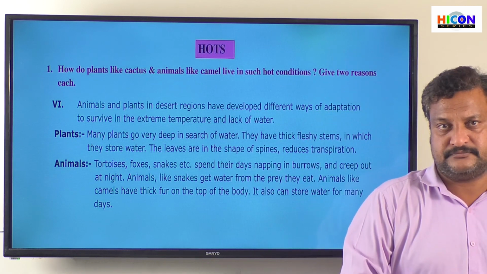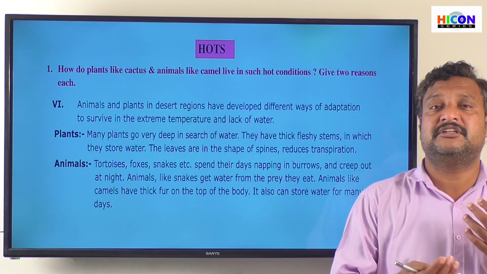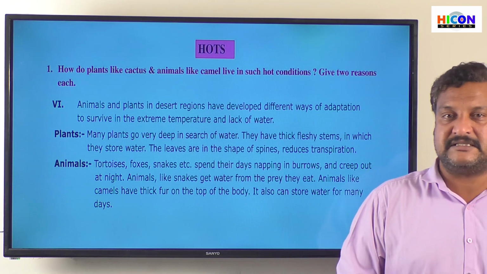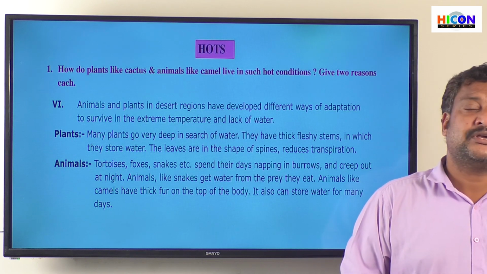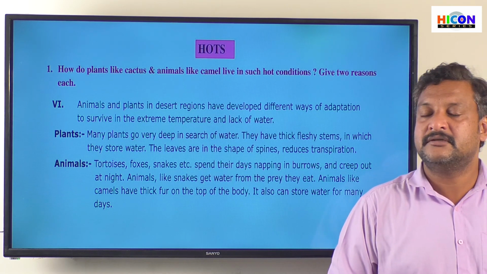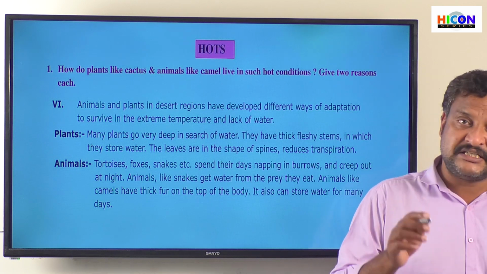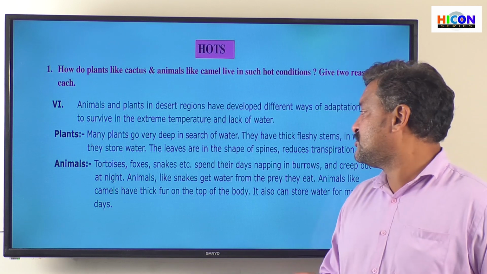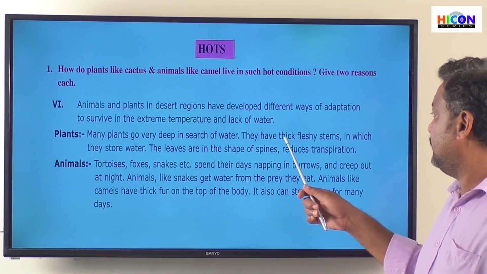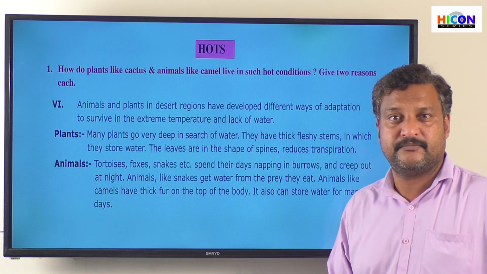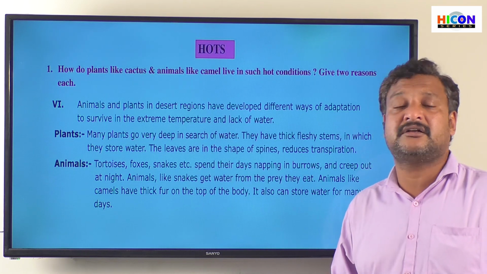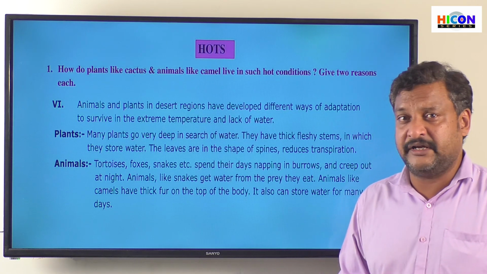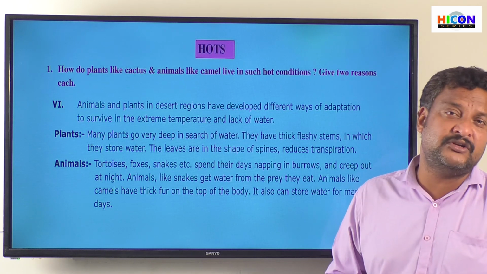Whatever water they bring up, they store as a gel kind of stuff in the stem itself. So cactus do not have leaves, they have stems. That stem is actually in the shape of a leaf. They store the water in thick fleshy stems and their leaves are converted into thorns. Cactus have thorns, right? So why are these leaves converted into thorns?